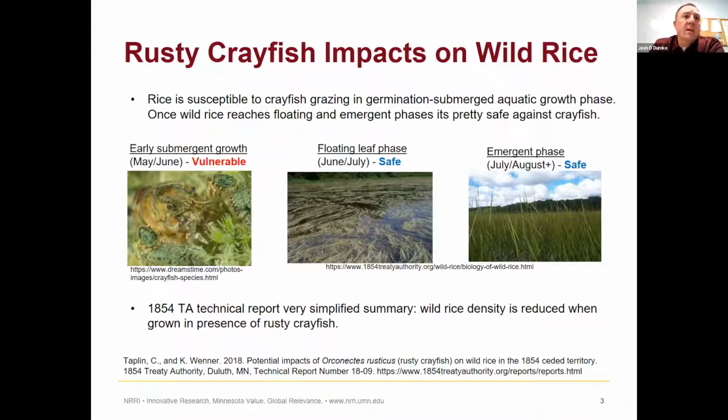And a 1854 Treaty Authority technical report, in a very simplified summary, kind of alludes to the point that wild rice density is reduced when it's grown in the presence of rusty crayfish. And the full citation for that and link is at the bottom of this slide, where you can find that technical report.